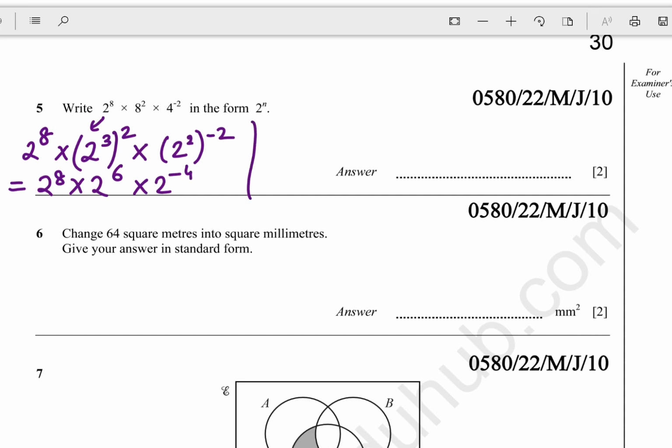And if I use the formula a raised to m into a raised to n, I get a raised to m plus n. So it's of the same type, so we can use this as 2 raised to 8 plus 6 minus 4, and that gives us 2 raised to 6 minus 4 is 2, 2 plus 8 is 10. So we have it in the form 2 raised to n, where n is 10.